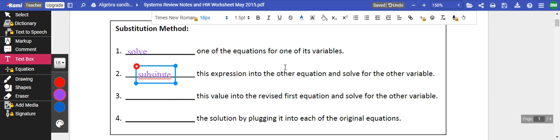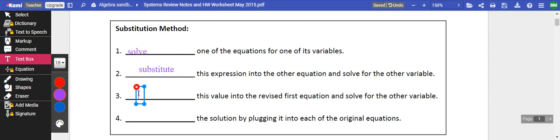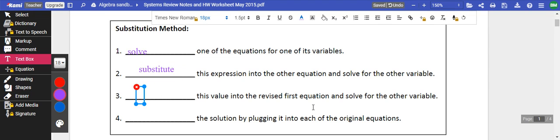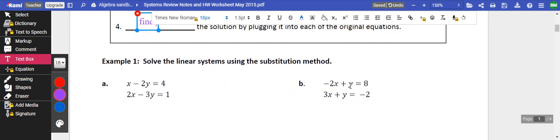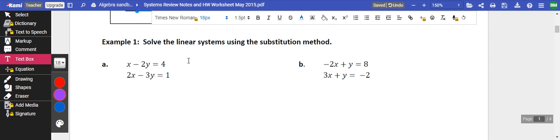Substitute, hence why it's called substitution, although I cannot spell the word substitute. Yay for spell check. Substitute this value into the revised first equation and solve for the other variable. Again, substitute this value into the variable. Finally, check the solution by plugging into the original equations. There we go, words. So we're going to just try a couple of these.